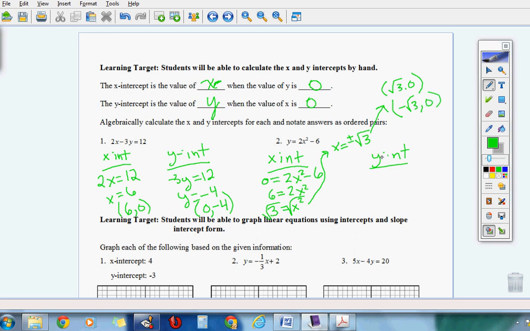Okay, and the y-intercept is really easy. If you put in a 0 for x, that will cancel this out and give you a negative 6. So the y-intercept is 0, negative 6.